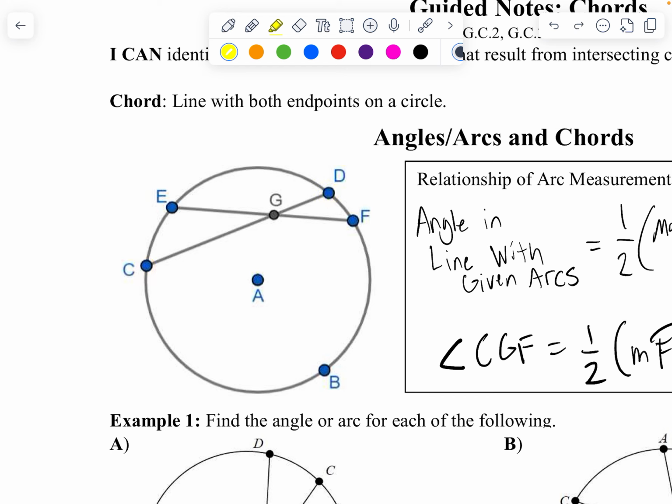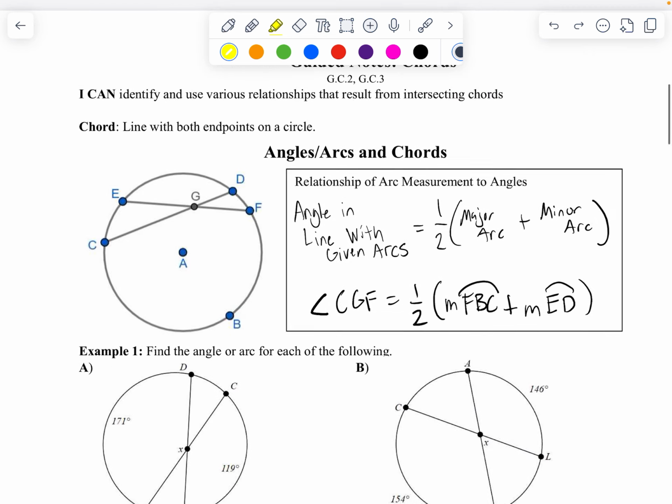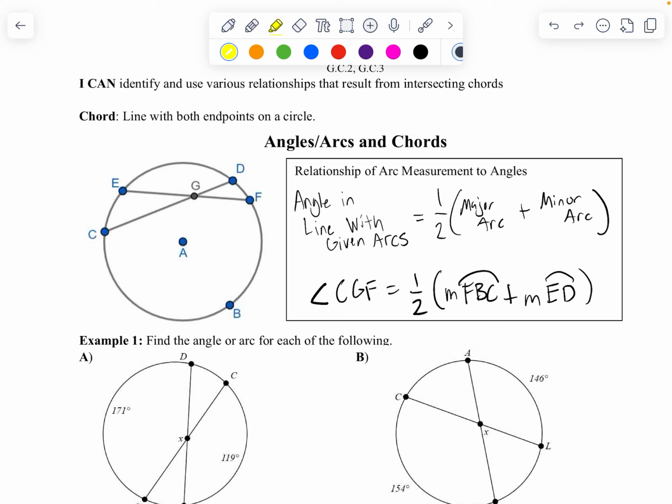You can also say that E to F is a chord because both F and E are endpoints on the circle, right? Or on the circumference specifically. All right. So there's a couple properties we can talk about with chords and circles. The first major one is going to deal with the angles and arcs with chords.